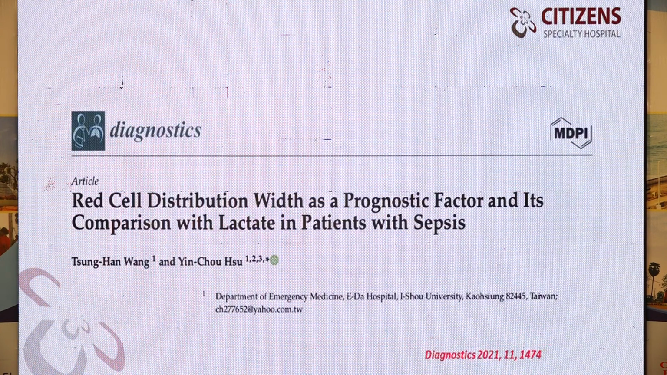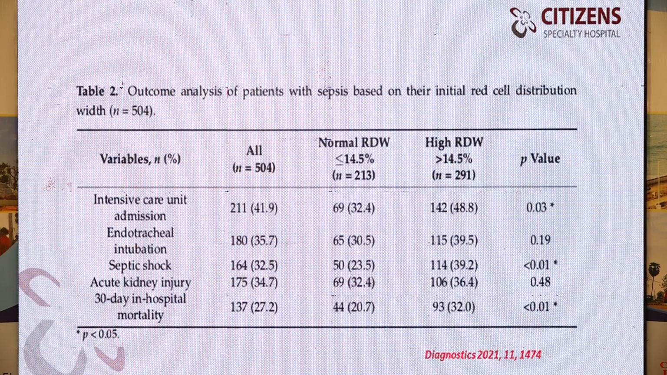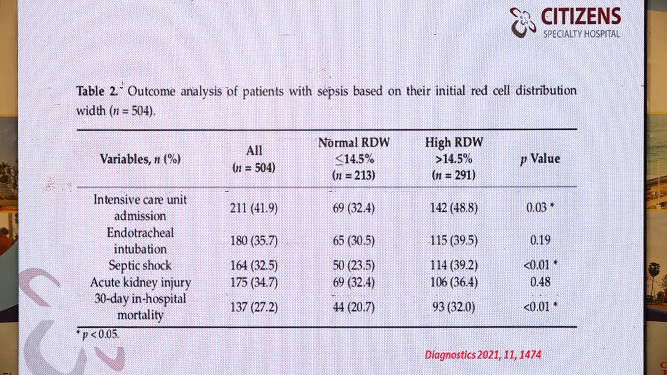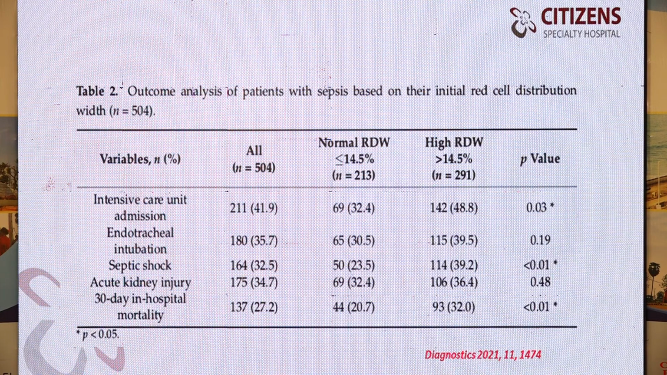They also looked at it as a prognostic factor and in comparison with lactate in sepsis. This is a large patient data set, with around 500 patients who were admitted due to sepsis. They found that for the cutoff point of 14.5%, the patients having a high RDW had a higher intensive care unit admission, were more in septic shock, and 30-day mortality in the hospital was very high.